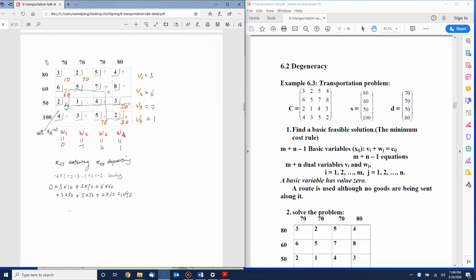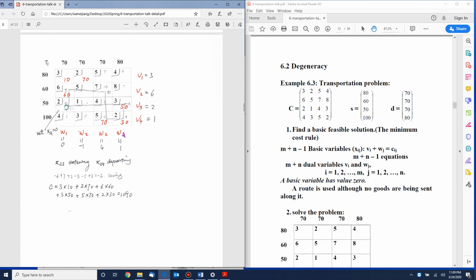You just need to set up a basic variable with 0 value so that you can evaluate all the values of the dual variables. Just keep this in your mind. And whenever we have one less basic variable, we call this a degeneracy. Okay, that means a route is used to send no goods there.